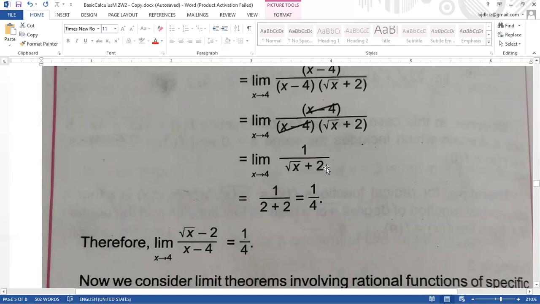That's why we can now apply the limit by substituting the value of x, which is 4. So 1 over square root of 4, how much? Square root of 4 is 2. 2 plus 2 is 4. So 1 over 4. That's why our limit of square root of x minus 2 over x minus 4 as x approaches 4 is equal to 1 over 4.